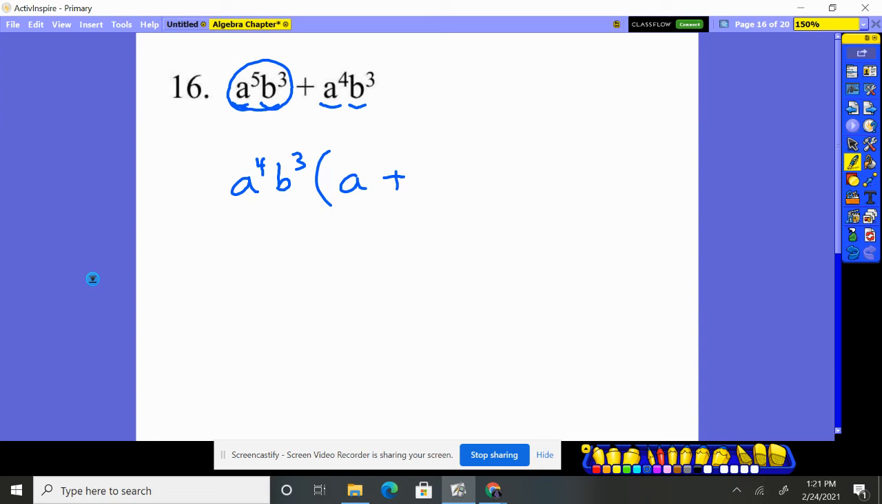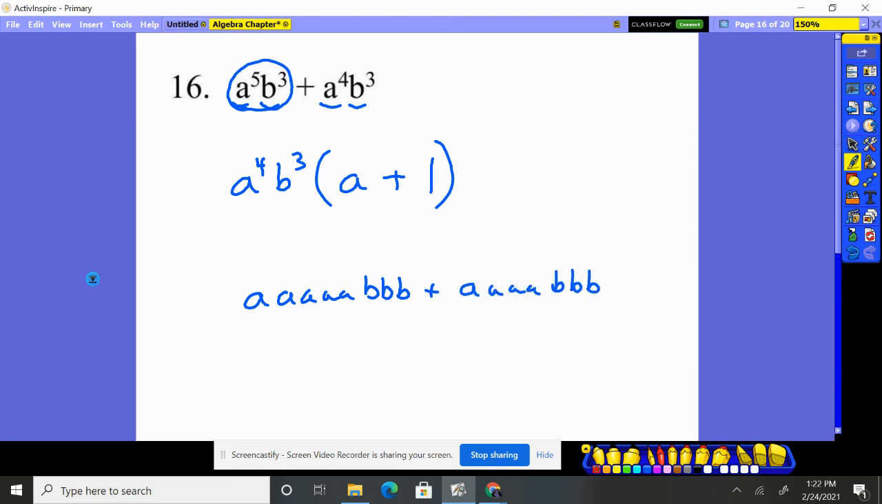Now here, look at this. You pulled A to the 4th, B to the 3rd, and you pulled it all the way out. That means you just left behind the number 1. So that's your answer there. Now, if we want to write it out, we can. If you feel more comfortable doing this, that is fine.